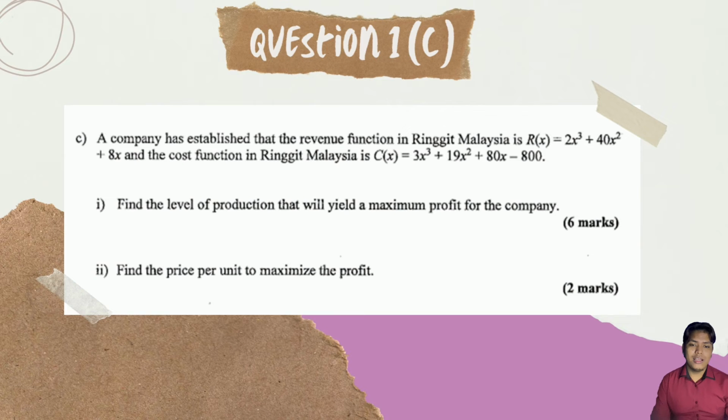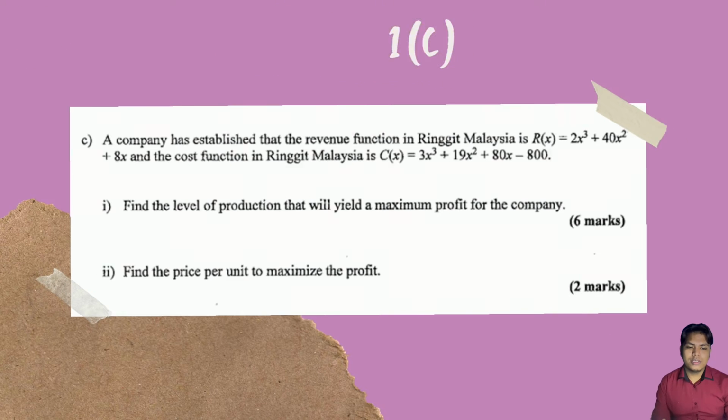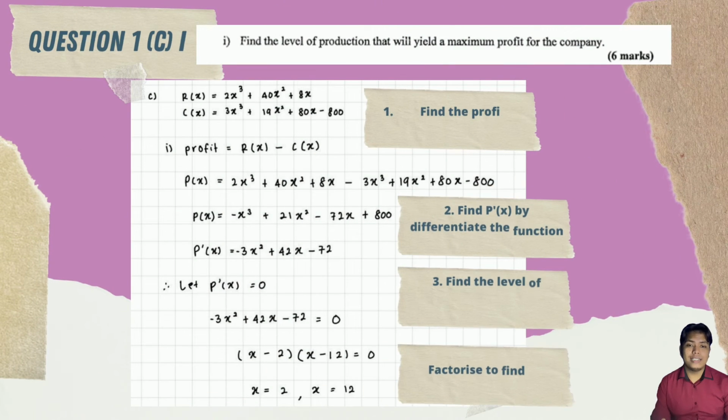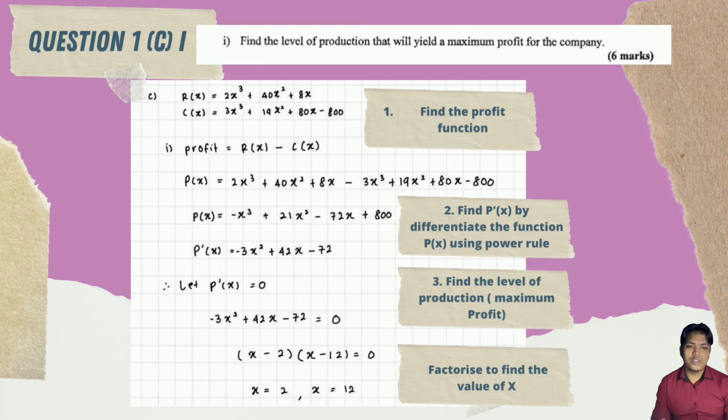So let's take a look at the last question, which is question 1c. A company has established that the revenue function in Ringgit Malaysia is R(x) equals 2x cubed plus 40x squared plus 8x, and the cost function in Ringgit Malaysia is C(x) equals 3x cubed plus 19x squared plus 80x minus 800. For the first part, 1c Roman 1: find the level of production that will yield a maximum profit for the company, 6 marks.